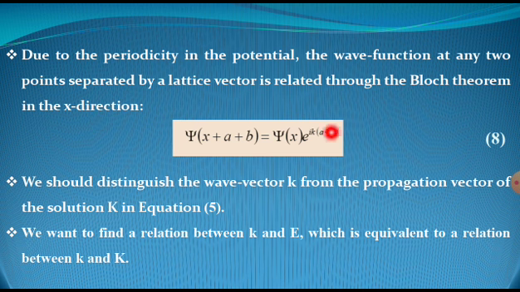This is the mathematical expression of the Bloch theorem, and you can state it as: due to the periodicity in the potential, the wave function at any 2 points separated by a lattice vector a + b is given by psi of x plus a plus b is equal to psi x e raised to ik(a plus b), which is your equation number 8.